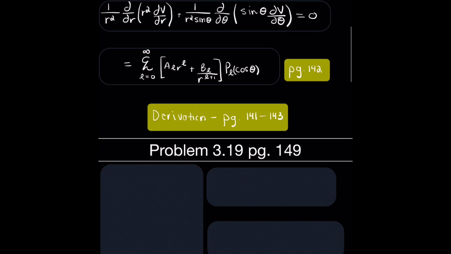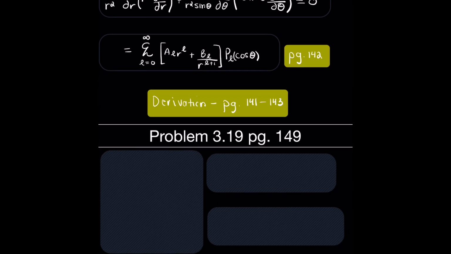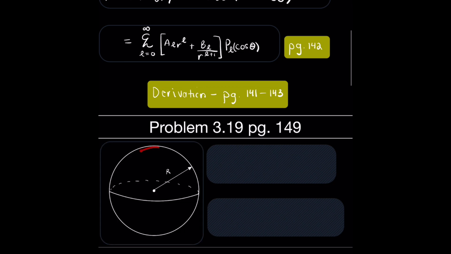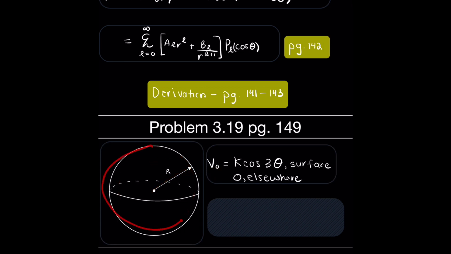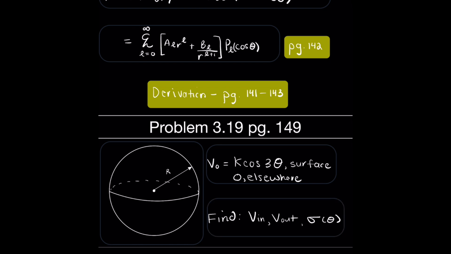As an example, we are going to be solving problem 3.19 on page 149, where we have a spherical shell with the radius R, and the potential on this shell is equal to k cosine 3 theta on the surface and 0 everywhere else. And the problem states to find V in, V out, and the surface charge density, but given the time constraints, we'll be just finding V in.